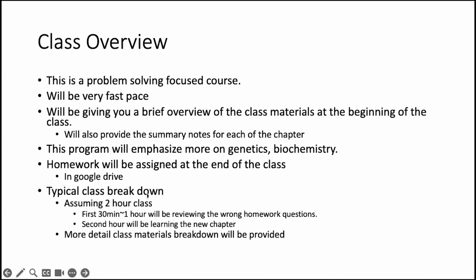A typical class breakdown, assuming there's a 2-hour class, is that the first 30 minutes to an hour will be reviewing the wrong homework questions, which will be provided by you. If you say you got 5 and 7 wrong, then we'll go over 5 and 7. We'll go around the students, I'll get the numbers that you got wrong, and I'll cover those. After that, I'll be covering the new chapter materials. More detailed class material will be provided at the beginning of the winter bootcamp.